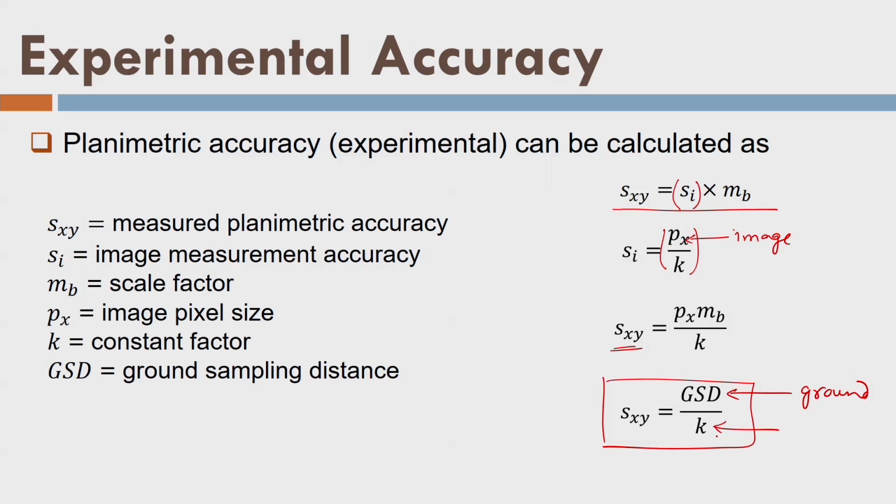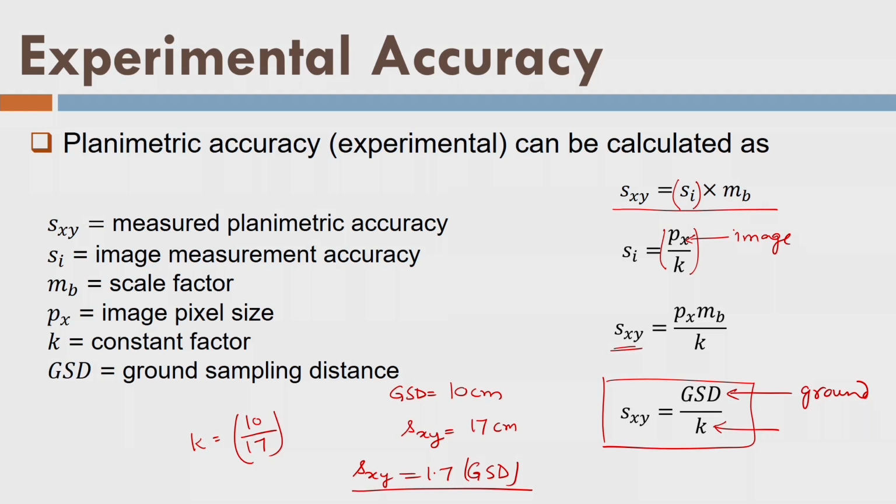So let us say you find out GSD is 10 centimeter and you find out SXY is equal to, let's say, 17 centimeter. Now you can say what is the value of k. K is 10 upon 17. The moment you put it, you will get accuracies of almost 1.7 GSD. I hope you got the idea what's the experimental accuracy.